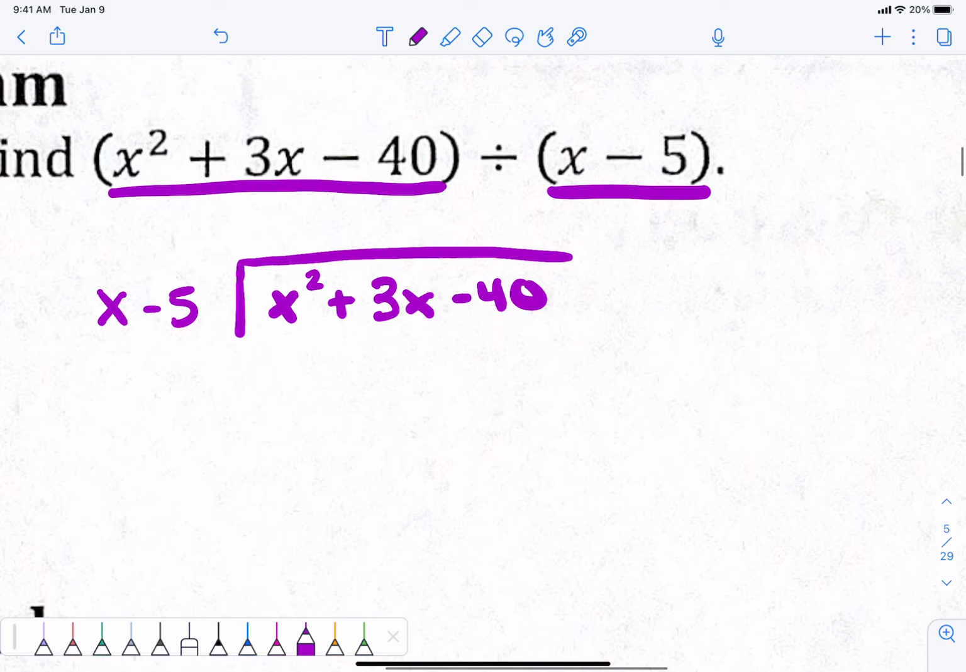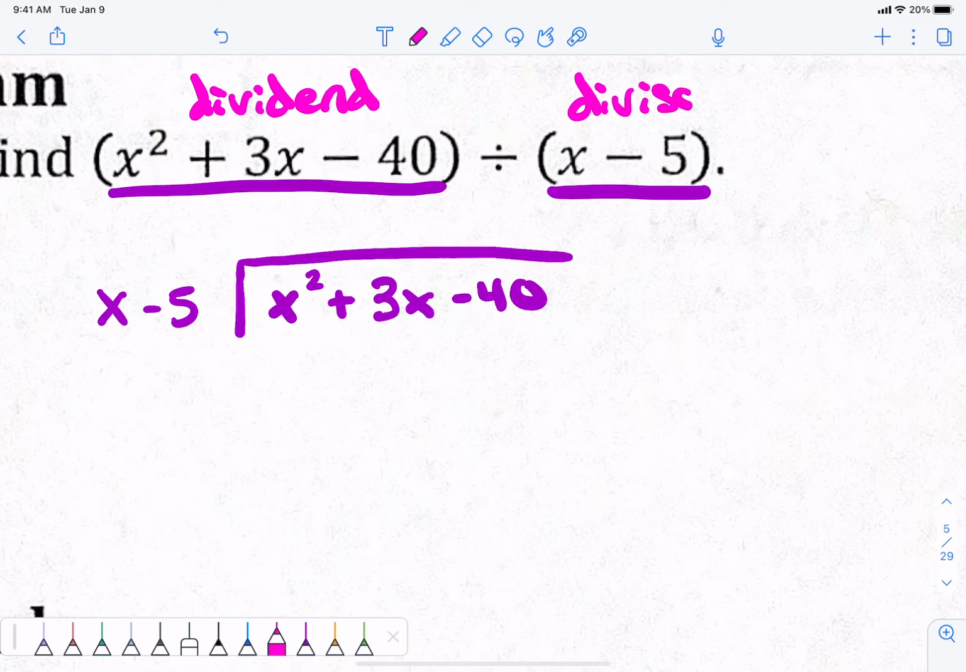Do you remember what those terms are called? What's it called when it goes on the inside? That's the dividend. What's the x minus 5? Not the dividend. What's it start with? D-I-V-I-D-E-N-D, dividend. What does the other one start with? Divisor. Dividend and divisor, whatever. The divisor goes on the outside. So there's how that works.